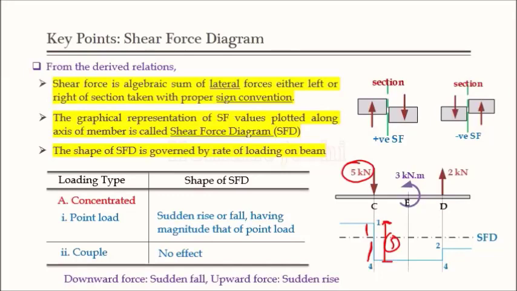Fine. But whenever a couple is acting on the beam, as a couple comes under the moment effect, it will not cause any change in the shear force diagram. Observe that there is one couple acting at point E, but when I consider the shear force diagram, at point E there is no effect at all. So a couple does not have any change or effect on the shear force diagram.